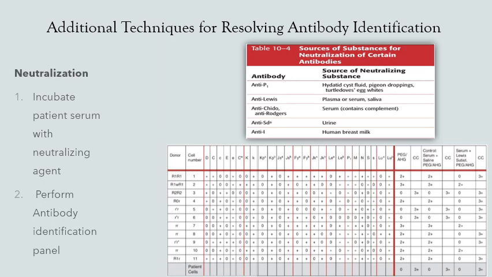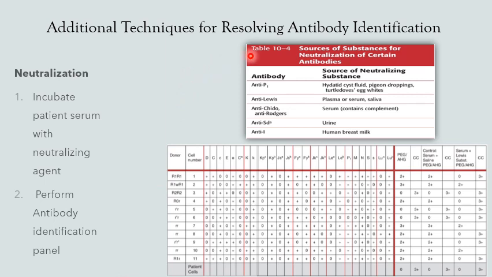Neutralization. So there are substances that can neutralize antibodies. Neutralization allows exclusion of remaining antibodies or confirms the presence of an antibody. To perform neutralization, first incubate the patient's serum with a neutralizing agent, and then second, perform antibody identification panel.